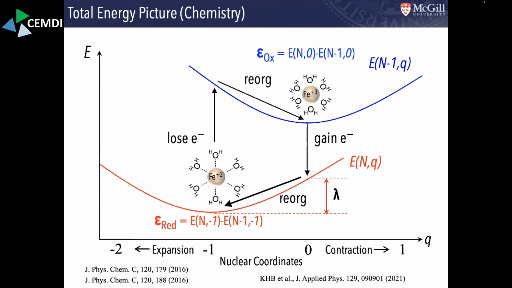Again, there's a reorganization to go, now that we've gone to a 3+ state again, back to this minimum. So these two electronic structure energies for oxidized and reduced states are separated by twice the reorganization energy. And this is common in many review papers that discuss this type of electrochemical phenomenon.